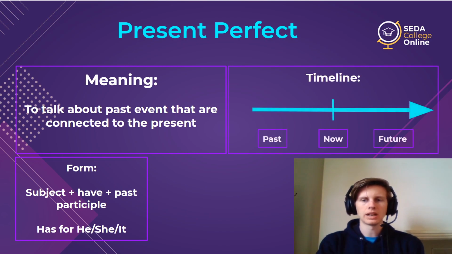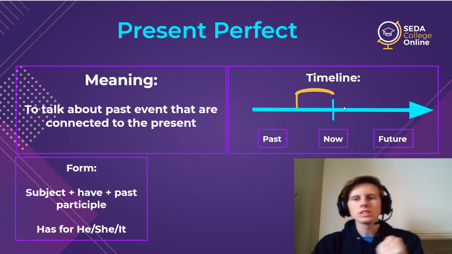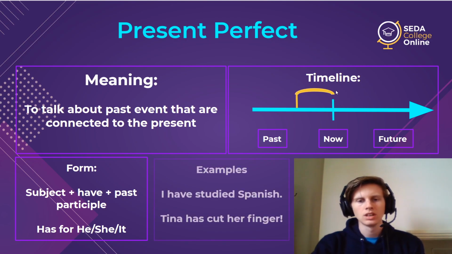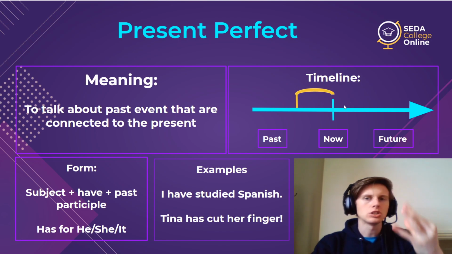So the timeline, if you remember from before, our timeline looks like this for the present perfect. We've got our event, it started in the past, and there's some connection to the future. Some idea continues now. So I have studied Spanish. I studied it in the past, but my knowledge, my ideas, my ability to use Spanish is still today. It still exists today, so I say present perfect.